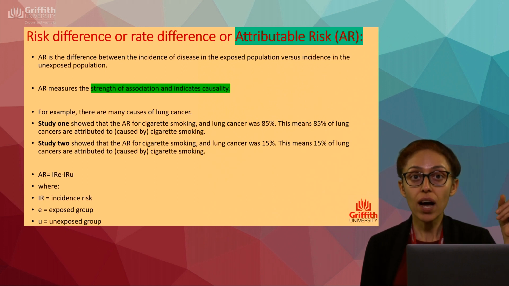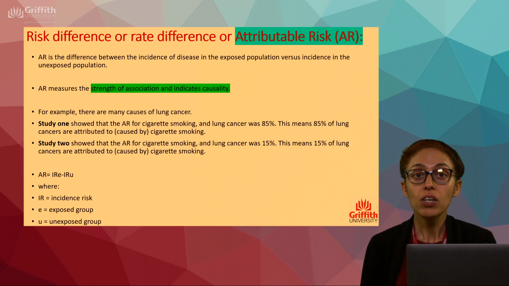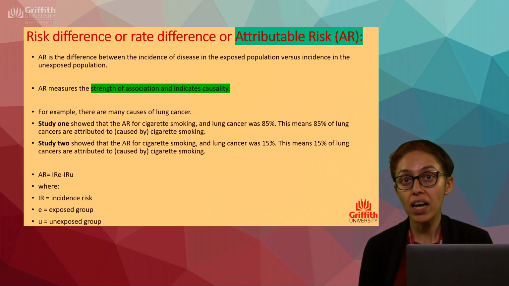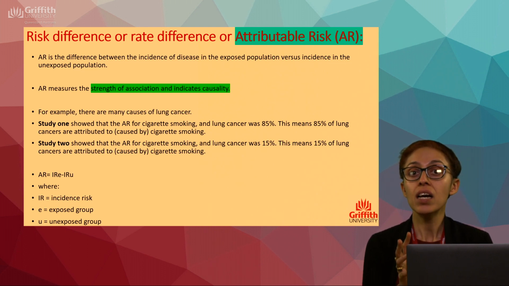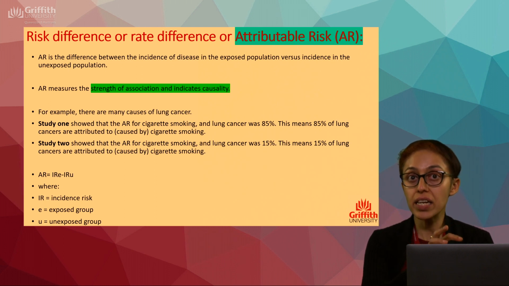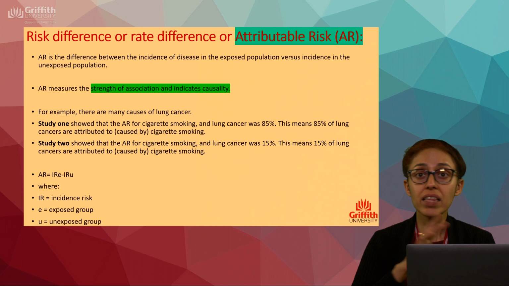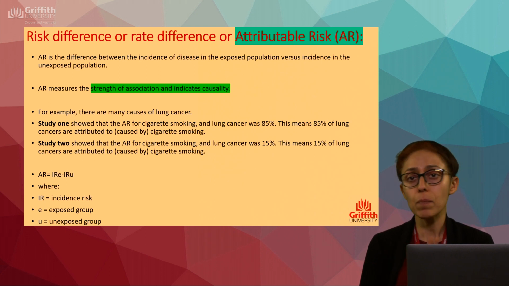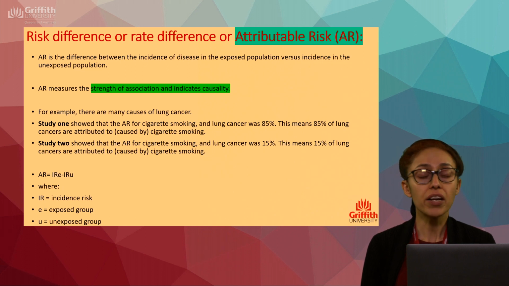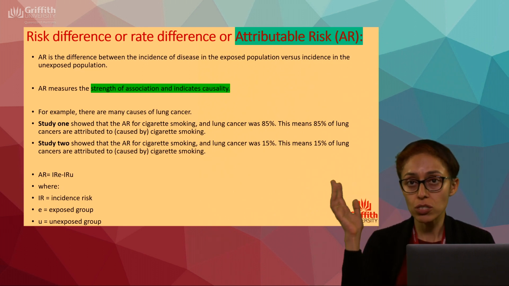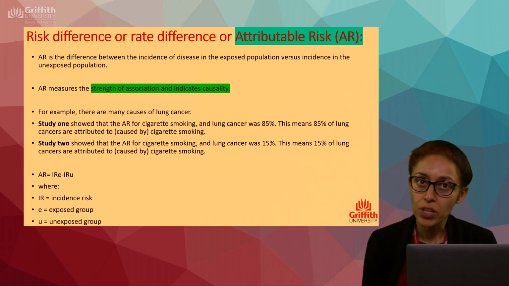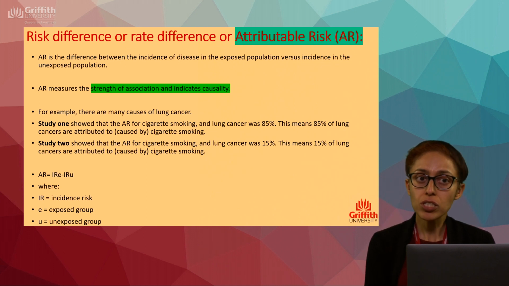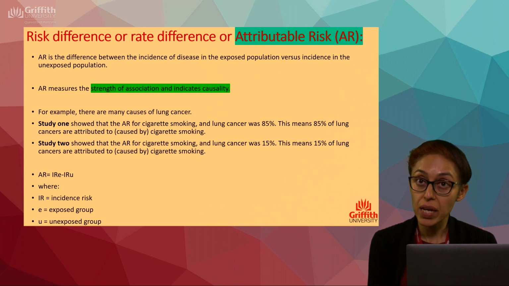All right, then you have your study 2. So what is study 2? In study 2, it shows that the attributable risk for cigarette smoking and lung cancer was only 15%, meaning 15% of the lung cancer in that study is attributed to cigarette smoking, meaning the remaining percentage is happening because of something else. Okay, so it could be because of other things, as I said, environmental pollutants, so on and so forth. So what does this show? This shows that the cause of lung cancer, which is smoking, is much stronger in study 1 in comparison to study 2. Does that make sense?